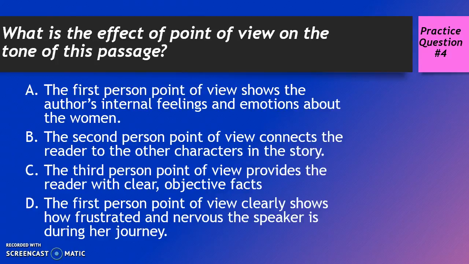Practice question number 4. What is the effect of point of view on the tone of this passage? A. The first person point of view shows the author's internal feelings and emotions about the women. B. The second person point of view connects the reader to the other characters in the story. C. The third person point of view provides the reader with clear, objective facts. D. The first person point of view clearly shows how frustrated and nervous the speaker is during her journey.